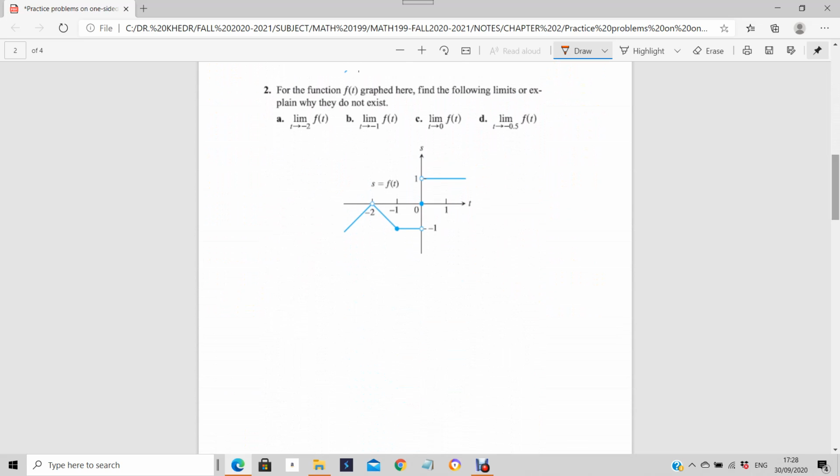Now next, for question 2, almost the same idea. We have another function s equals f of t, and we need to find the limits of the function at t equals -2, -1, 0, and 0.5. And if the limit does not exist, we have to justify and explain it.